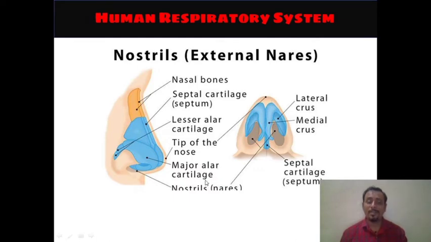Major alar cartilage is the fifth part. Nostrils or nares are the sixth part. Here in the second diagram, the lateral crus and the medial crus are shown, the middle part of the nose which separates the two nostrils. And the septal cartilage, the septum, is attached to the medial crus.